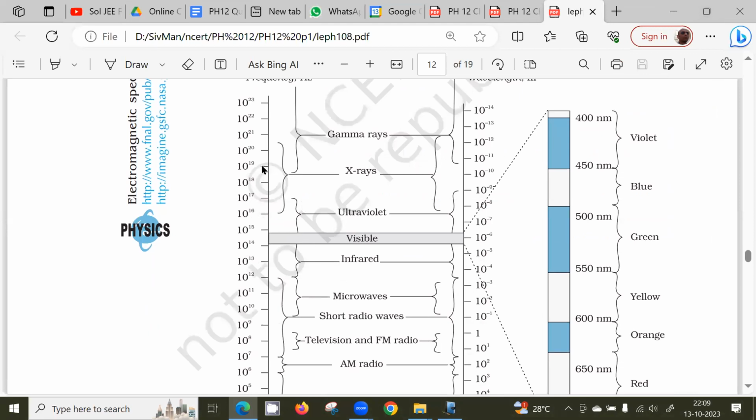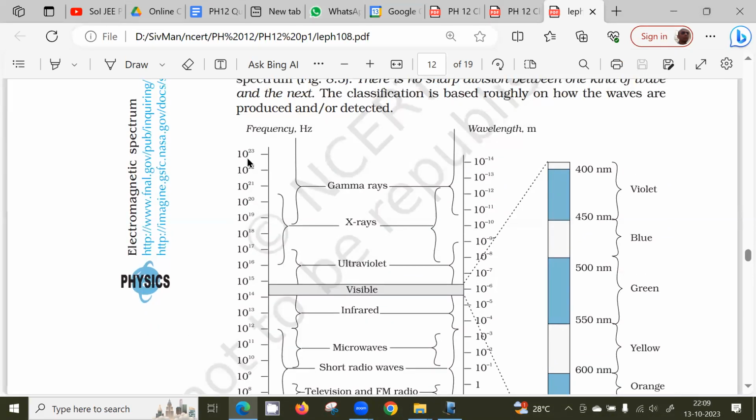This is the one. The frequency of gamma ray is 10^23, but the wavelength is 10^-40. For visible light, the frequency has dropped to 10^15, but the wavelength has increased to 10^-6. So the product of frequency and wavelength is about 10^9, right? Yes, or 8. Actually, it's 10^9, and this one, 10^15 into 10^-6, is again 9. So the product is the same, which is the velocity.